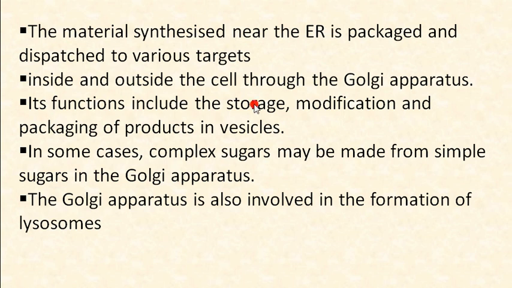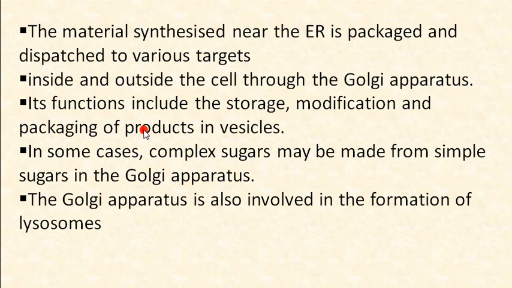Its functions include the storage, modification and packaging of the products in vesicles. So these are the functions of the Golgi apparatus. Storage, to store something. Modification means to modify. Modify means to edit. Okay, make and break. So this is called modification. And packaging also of the products in the vesicles.